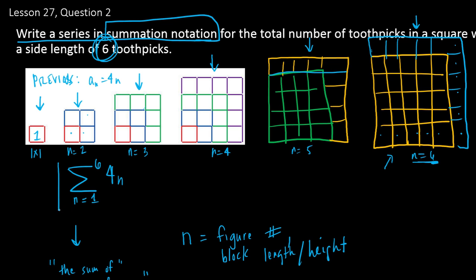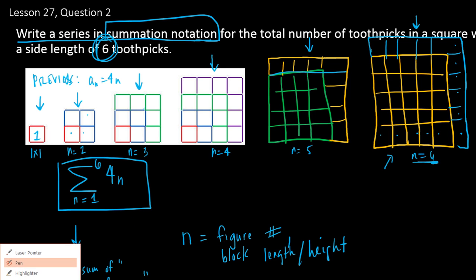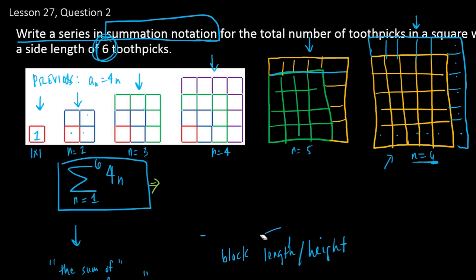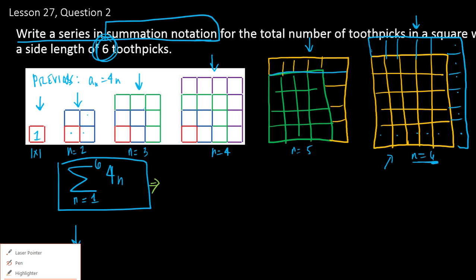Okay, so I'm taking the sum from n equals 1 to 6 of 4n. So what does that mean? Let's even work that out a little bit. So, in fact, let me clear some space here. That means that if I plug in 1 for n, I should get the number of toothpicks added onto the figure to create figure 1. Okay, so I know that it took 1, 2, 3, 4 toothpicks to get figure 1. So that means if I plug in n equals 1, I should get a 4 out of it.